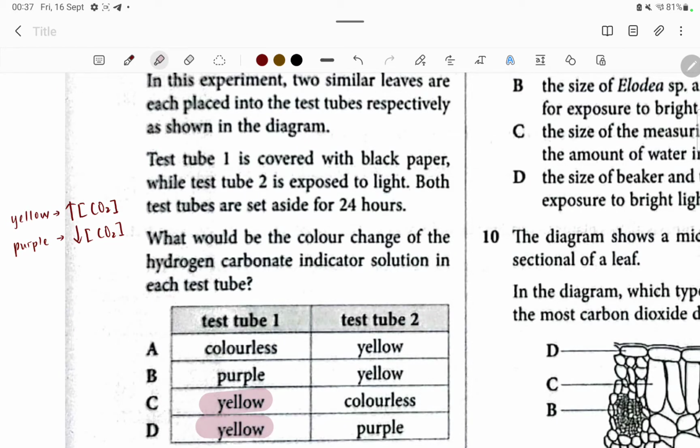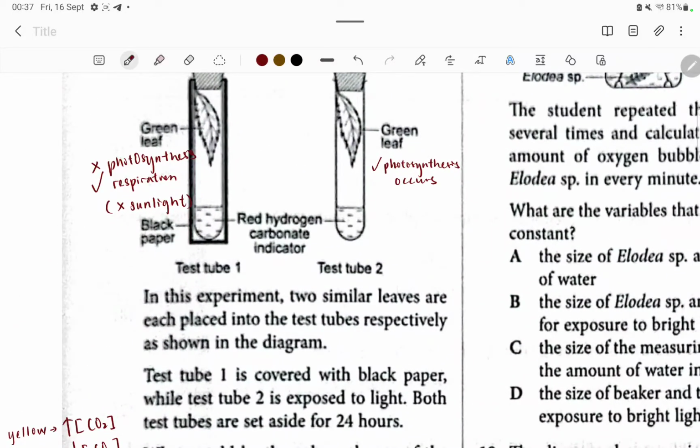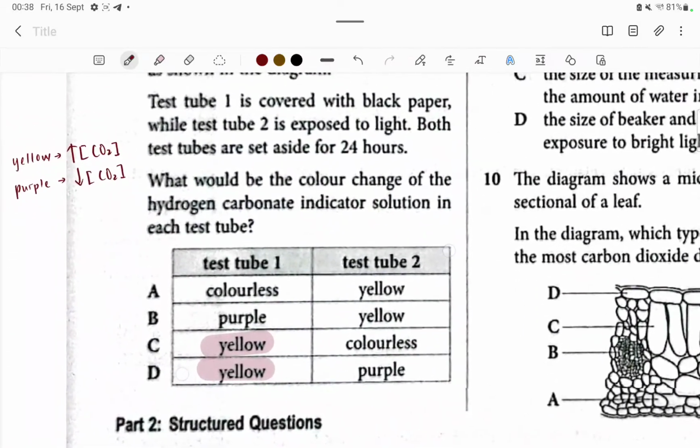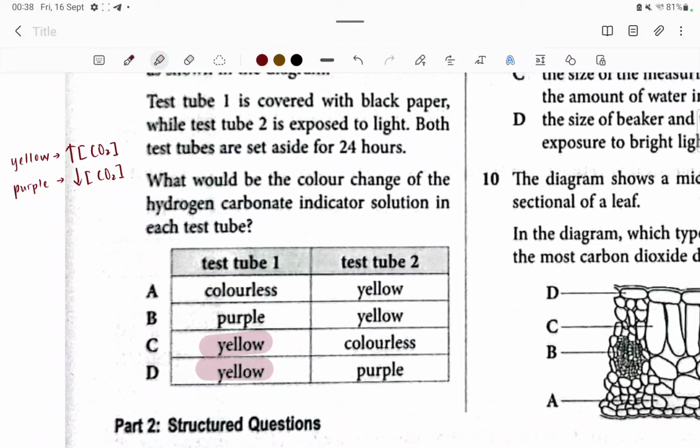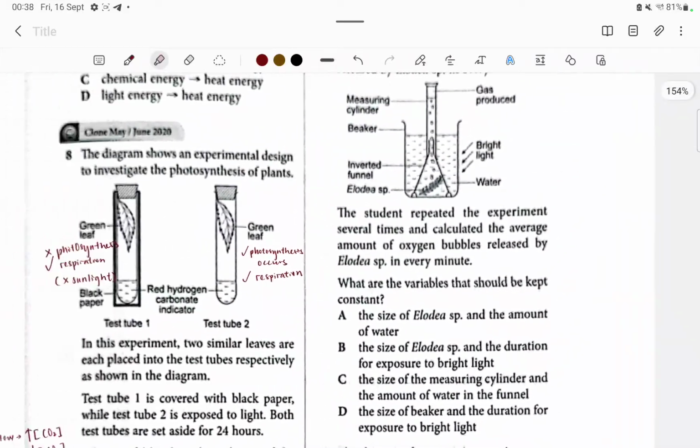Okay, and then after that, test tube 2. Even though photosynthesis occurs, respiration will also occur. But the photosynthesis already reduced the concentration of carbon dioxide. So this one, test tube 2 should have low concentration of carbon dioxide. This means that it should be purple. So yellow and purple. Answer is D. Okay. Number 9.